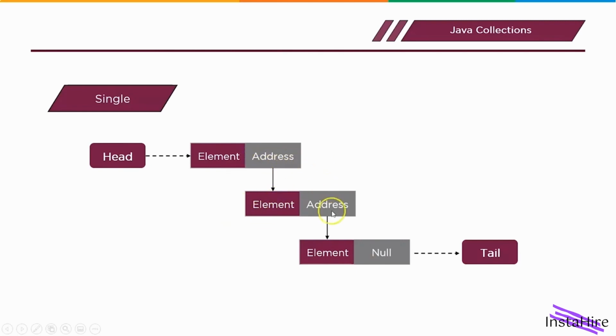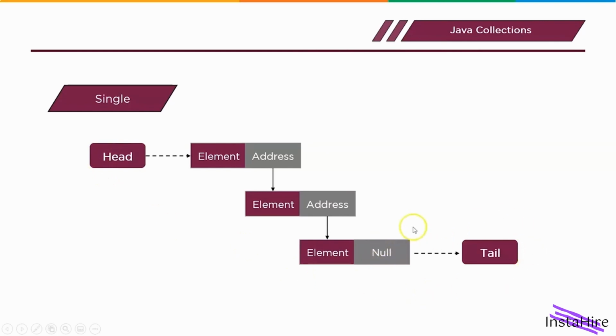Similarly, the second element and the address of the third node. So this is how the linked list works. And at the end of the last node, instead of an address value, we store a null value which indicates the end of the linked list. So this is how the singly linked list works.